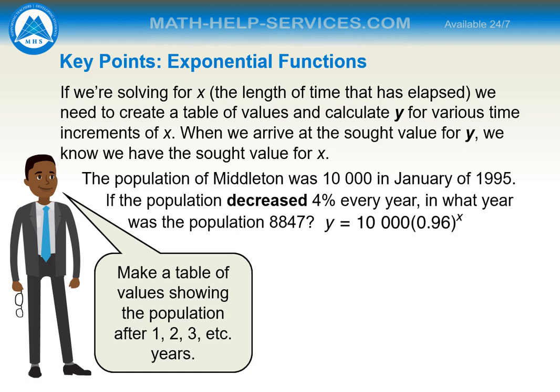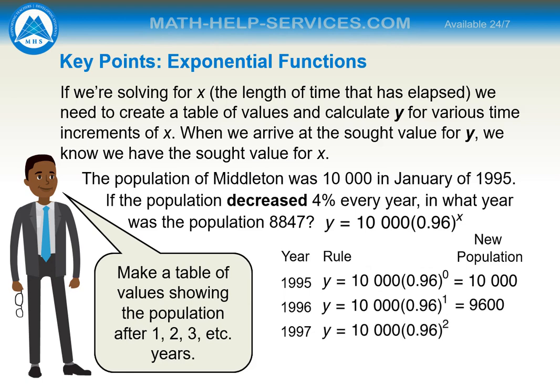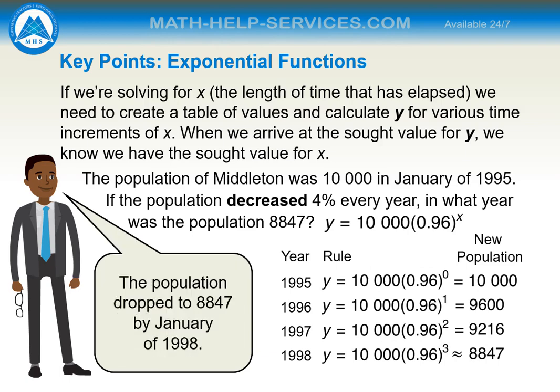Now make a table of values showing the population after 1, 2, 3, etc. years. So year 0 is the year 1995, year 1 is 1996, and the population is 9,600. Year 2, 1997, the population is 9,216. In 1998, that's year 3, which is around 8,847. So the population dropped to 8,847 by January of 1998.